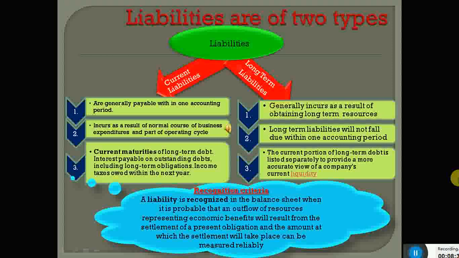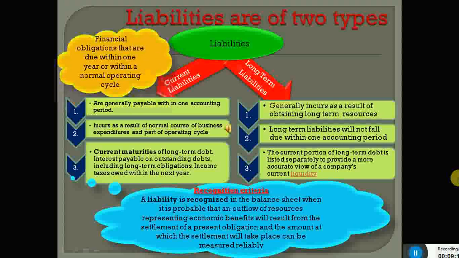Now, recognition criteria. A liability is recognized in the balance sheet when it is probable that an outflow of resources representing economic benefit will result from the settlement of a present obligation, and the amount at which the settlement will take place can be measured reliably. It is very simple.